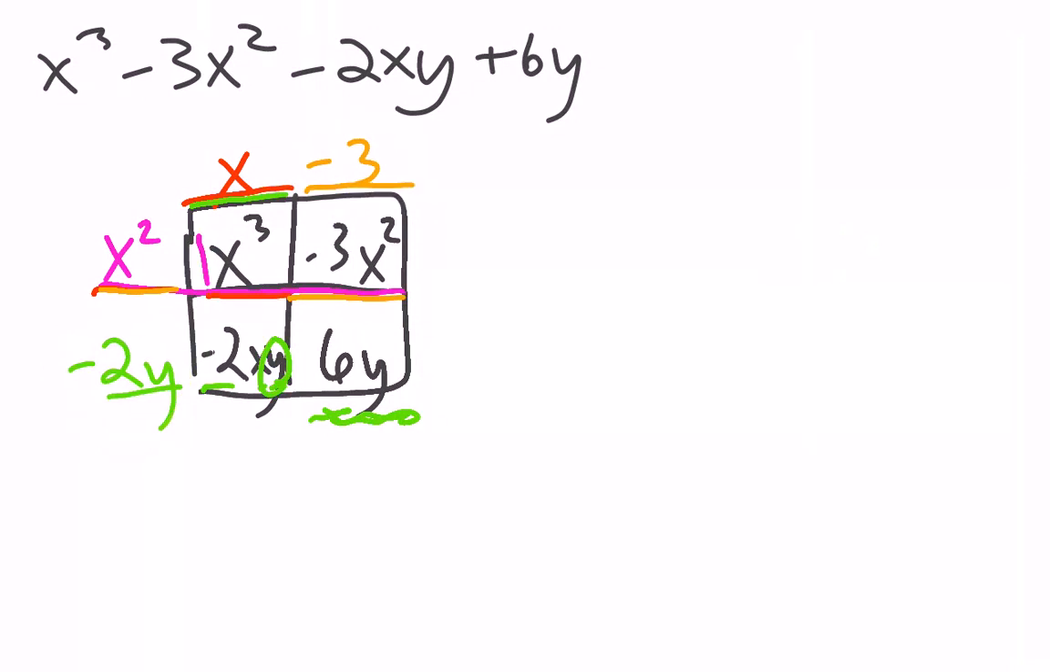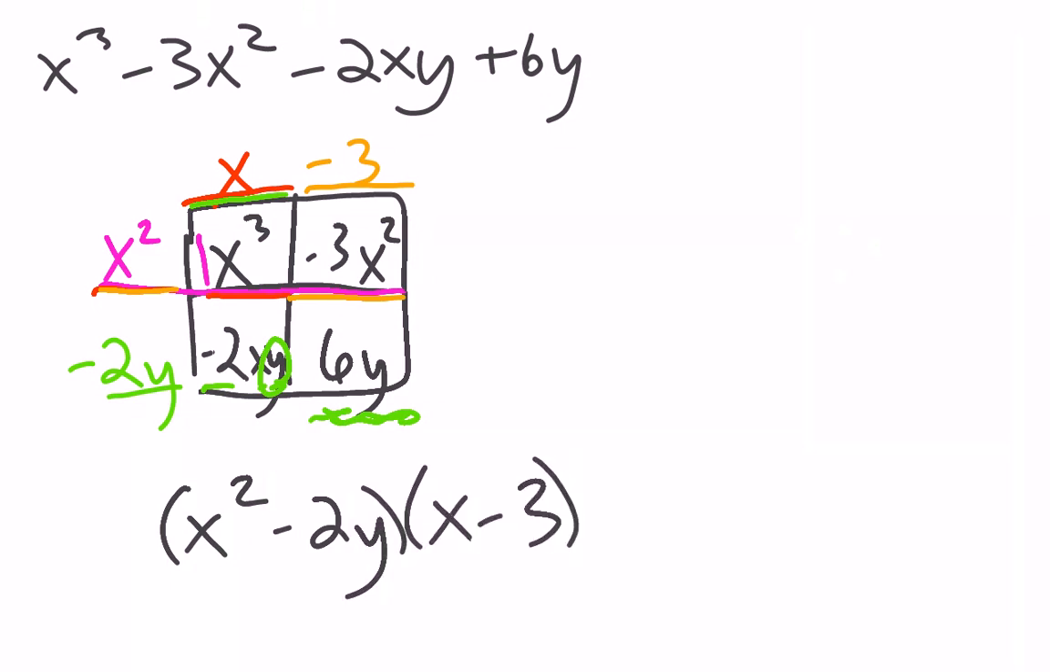Let's write our final answer. This time I'll do the side, x squared minus 2y, times the top, x minus 3.